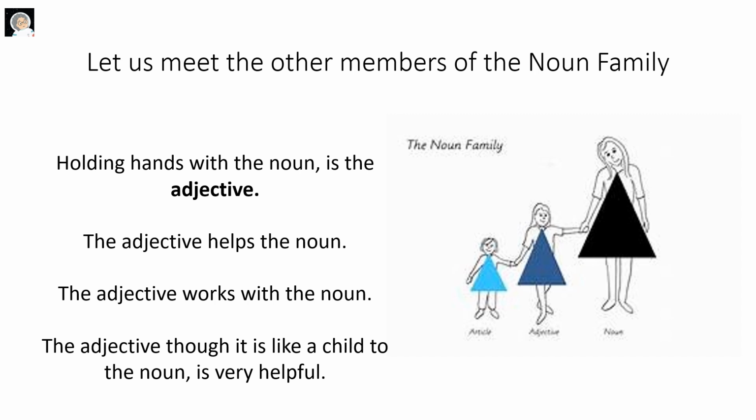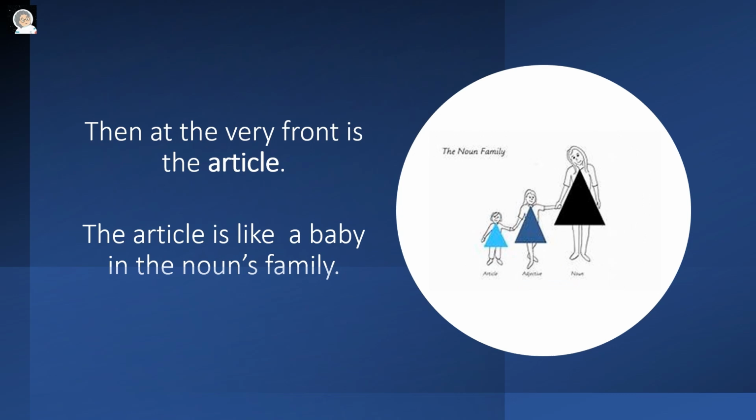Let us meet the other members of the noun family. Holding hands with a noun is the adjective. The adjective helps the noun. The adjective works with the noun. The adjective, though it is like a child to the noun, is very helpful. Then, at the very front is the article. The article is like a baby in the noun's family.